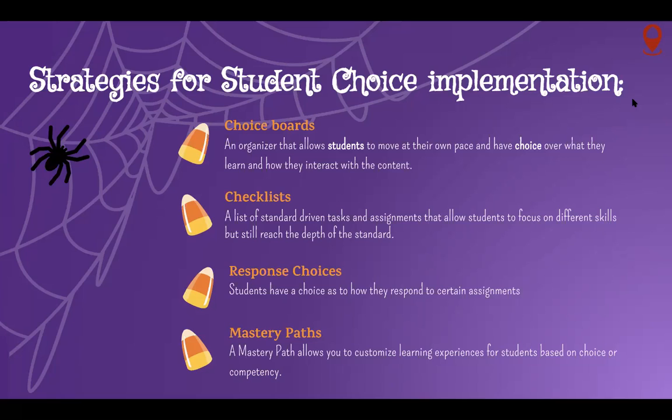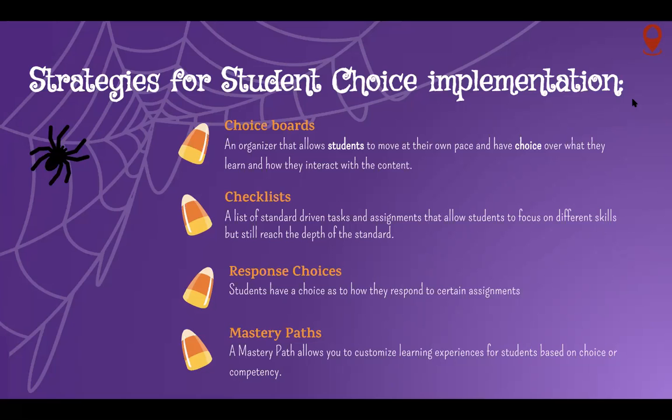Then we're going to talk about checklists, which is exactly what it sounds like: a list of standard-driven tasks and activities that allow students to focus on different skills, but still reach the depth of the standard. All of these are ways to personalize learning for students. All right, let's talk about response choices. This is a way for students to have choice over how they respond to certain assignments. Maybe this is a little over your head and you want to start with little pieces of choice. Response choices within Canvas is a good place to start.